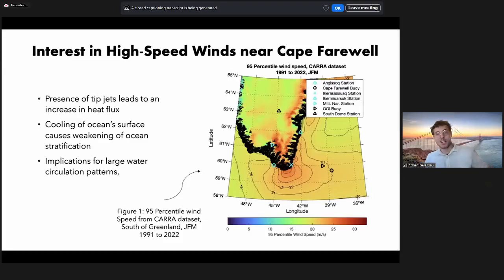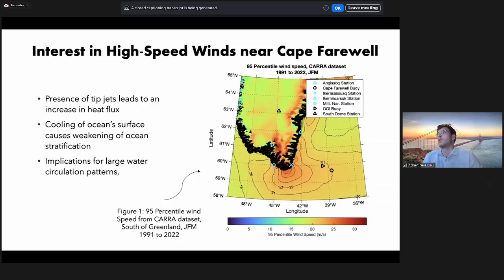So why do we care about high-speed winds? High-speed winds typically lead to an increase in heat flux from the ocean to the atmosphere. Typically, if you have cooler winds, heat from the ocean kind of extends to the atmosphere. So this has implications for ocean surface cooling and leads to weakening of ocean stratification. This weakening in ocean stratification often leads to vertical mixing, which has implications for larger ocean circulation patterns.